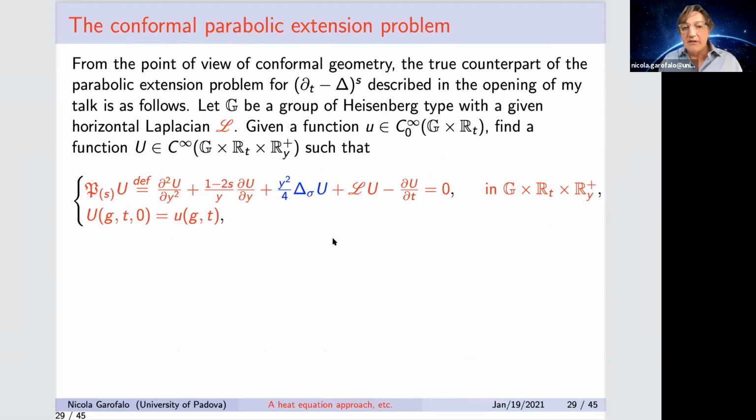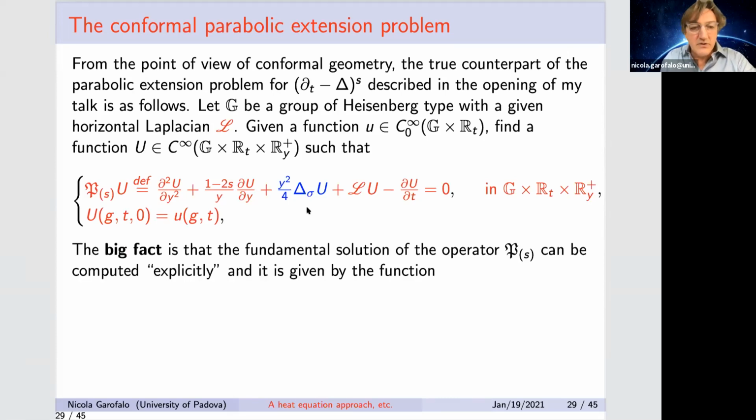So I will consider this parabolic extension problem, which once again has this blue term here. If this blue term was not here, this would simply be a parabolic version of the Caffarelli-Silvestre. So this is the version originally studied by, you know, I already told you the story.